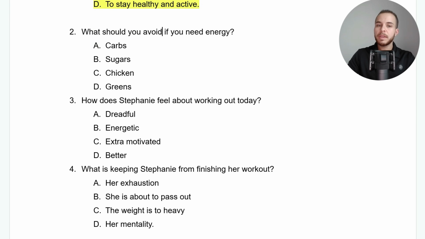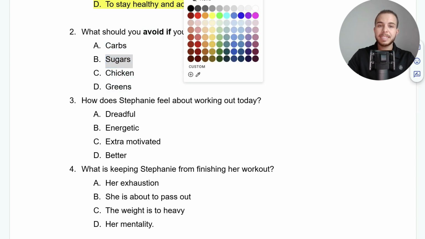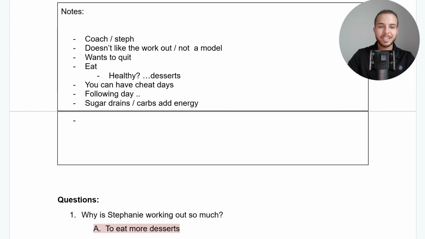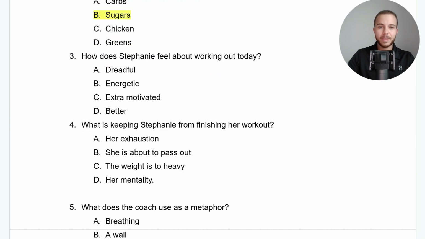What should you avoid if you need energy? Avoid. Okay. We learned that carbs give you energy. Chicken and greens, we could assume, give you energy. But he directly said carbs take away, sorry, sugars drain your energy. How does Stephanie feel about working out today?